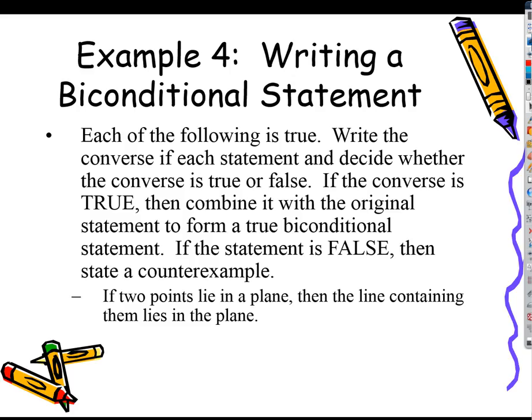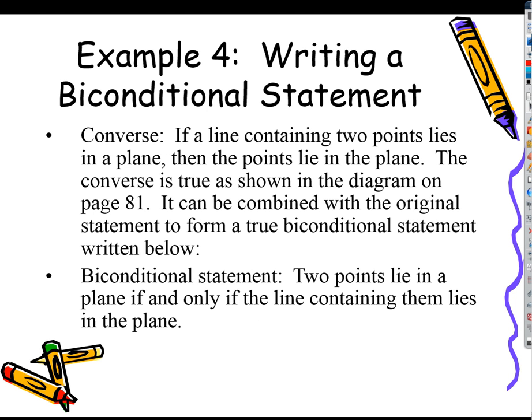So if I wanna do the converse, what do I do? The line containing the 2 points lies in the plane, and the 2 points are in the plane? Yeah, that's kind of a weird thing to say, but that's it, isn't it? Right, we're saying if a line containing 2 points lies in a plane, then the 2 points lie in the plane. Kind of strange. Is that true? Yeah, that's true, isn't it? Right? Definitely true. And so the biconditional statement would just be 2 points lie in a plane if and only if the line containing them lies in the plane.